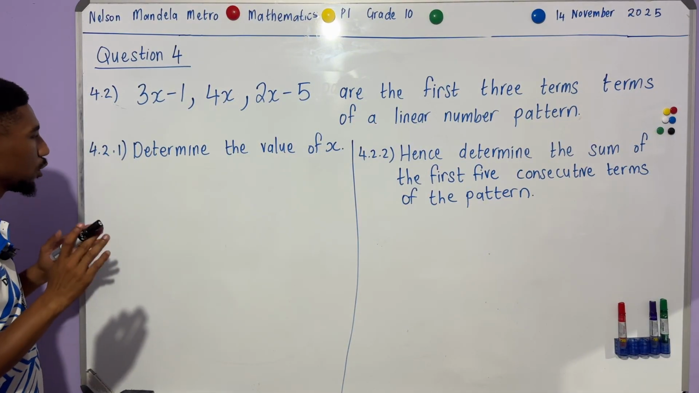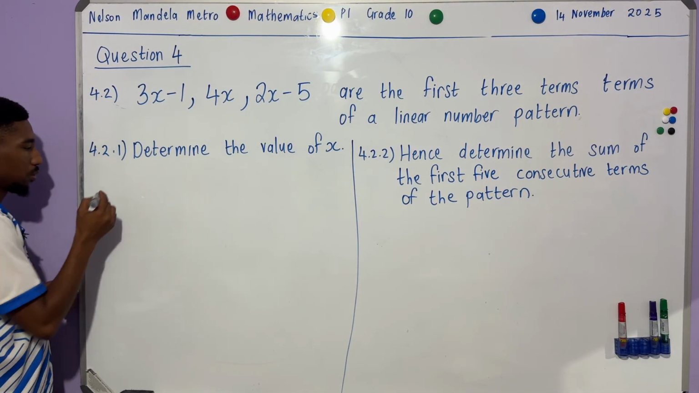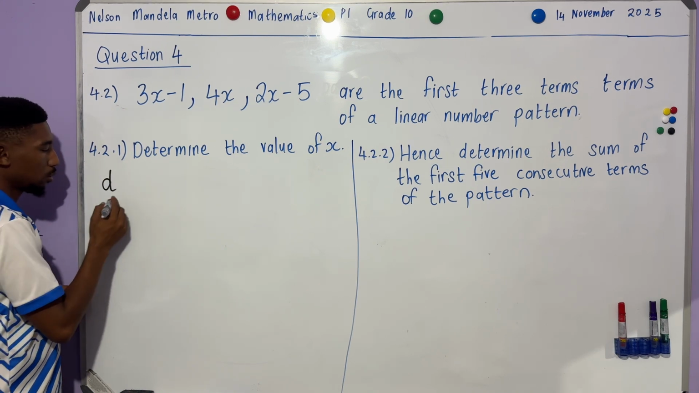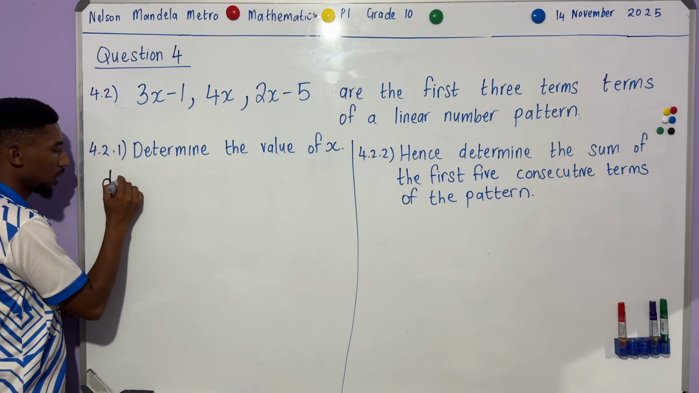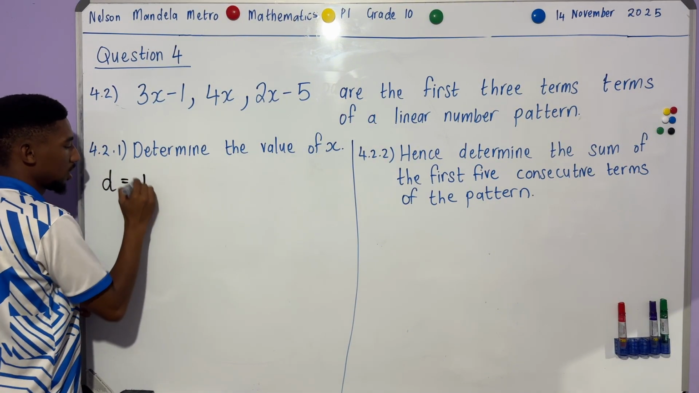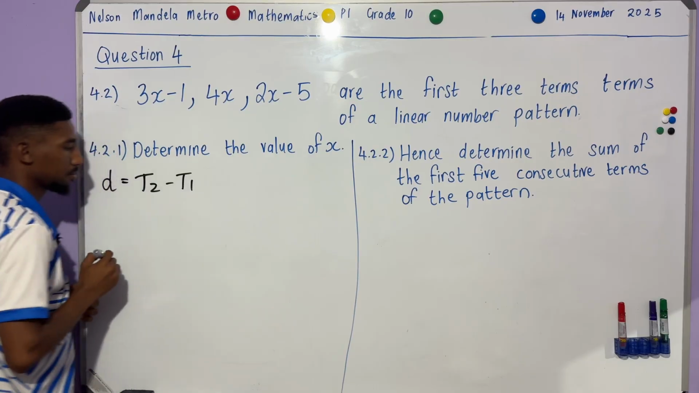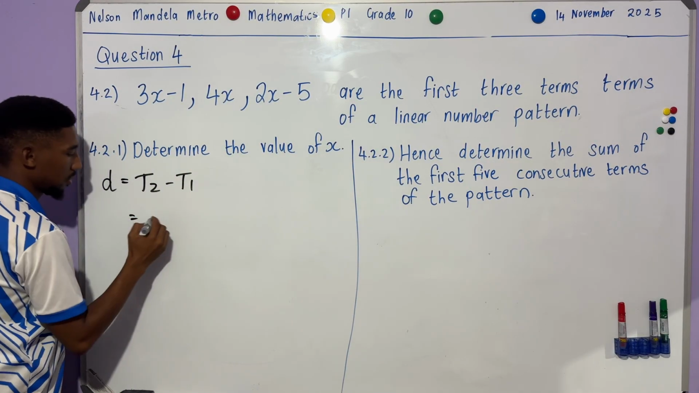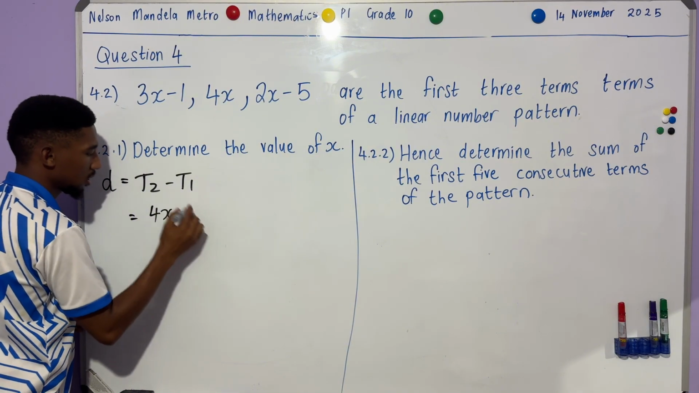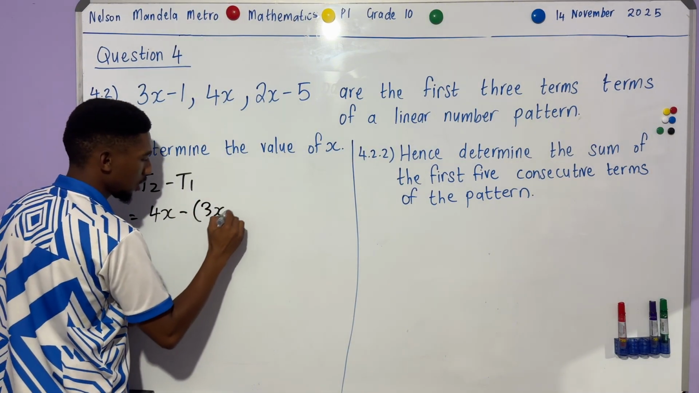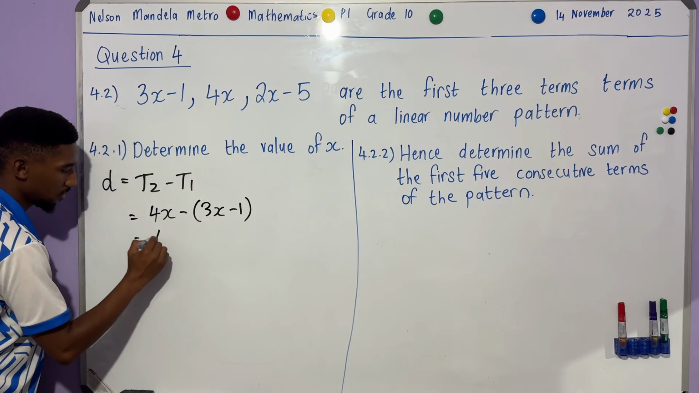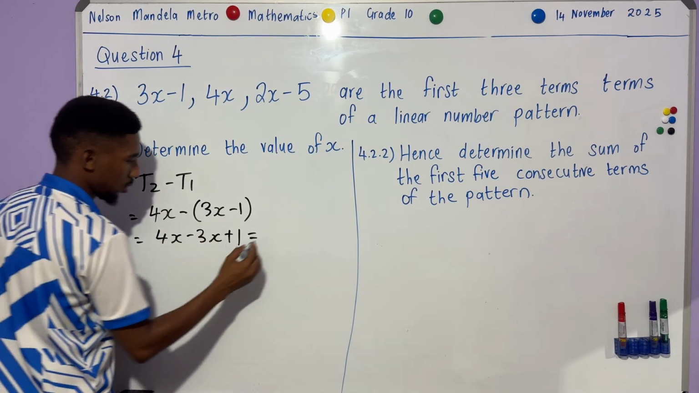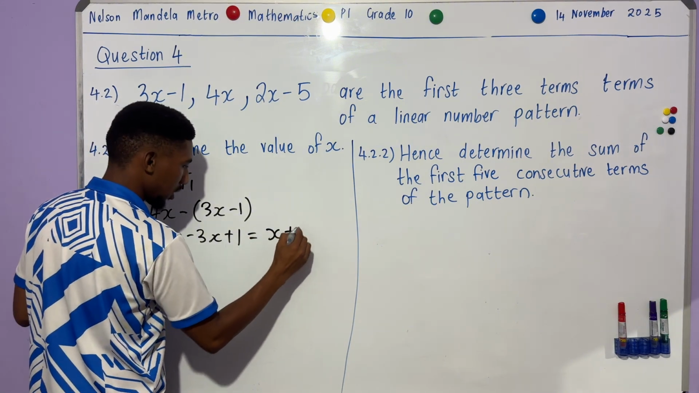Now, in order to solve this, there's something that we know. We know that the difference in a linear number pattern will always be equal. So we're going to use that. The difference is equal to the second term minus the first term. We take the second term, which is 4x, minus T1. We have to apply brackets there because it's more than one term. That gives us 4x minus 3x plus 1. That then is equal to x plus 1.